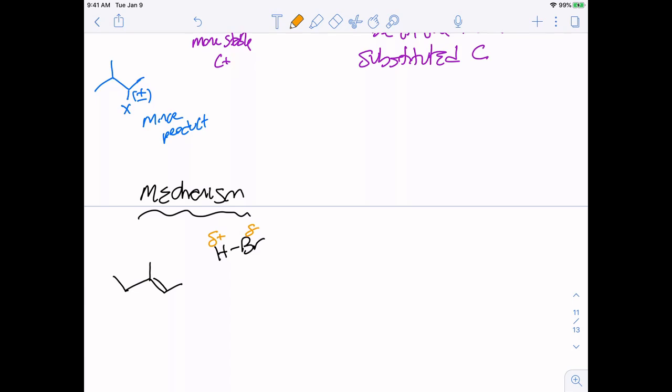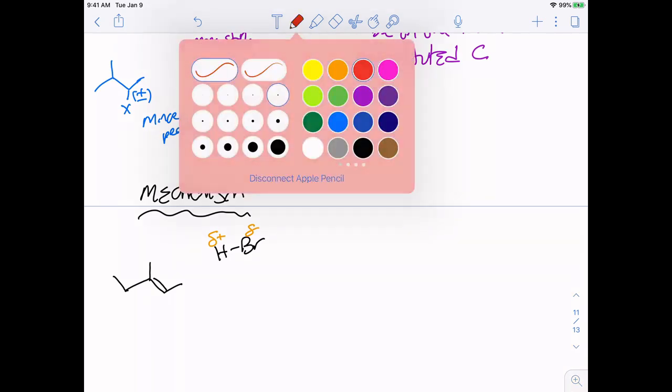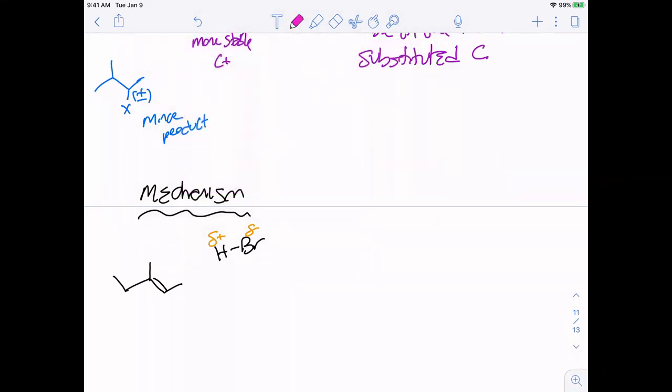So I have a partial positive hydrogen because it's bonded to that more electronegative bromine, right? The more polarizable bromine. I have pi electrons, so that's my nucleophile. That hydrogen is my electrophile, so it's going to grab onto that hydrogen. And then again, whenever we grab onto a hydrogen that's already bonded to something, we need to break that bond because hydrogen can only ever have one bond.